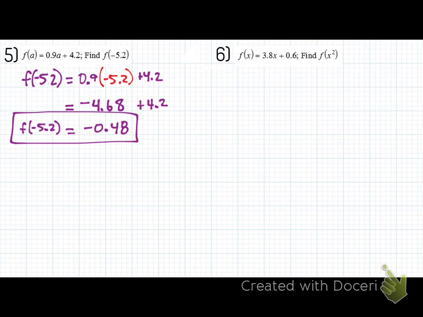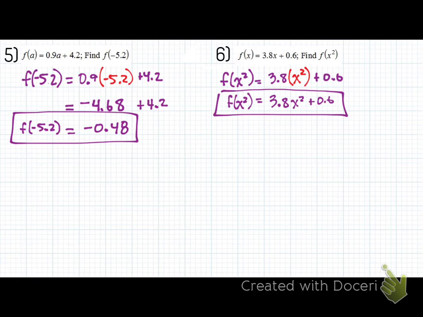Last one we got f of x is equal to 3.8x plus 6/10. Find f when we put in x squared, or f of x squared. So, instead of x, you're putting x squared. Don't overthink this. Look at number 2 if you need help, but don't overthink it, okay? When you do this one, you're going to replace x with x squared. That's all we're doing, right? Do you all agree? All I'm adding there is just a little exponent of 2. So really all you're doing is just adding a little exponent of 2. So your answer is 3 8/10 x squared plus 0 6/10.